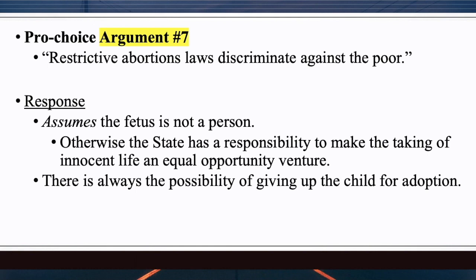But again, it begs the question: if the fetus is human or not, or is a person or not, and it's assuming that the fetus is not a person. That's what the pro-choice advocate is doing. It's just an assumption. They have never proven it. Why? Because the fetus is a person.